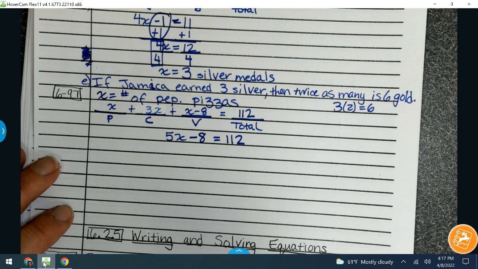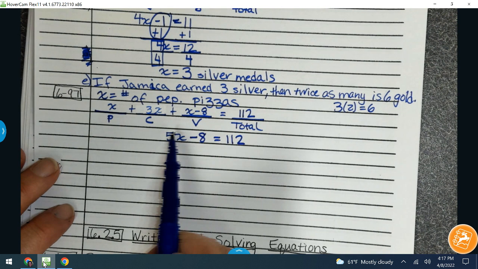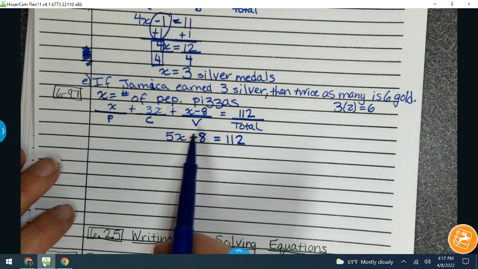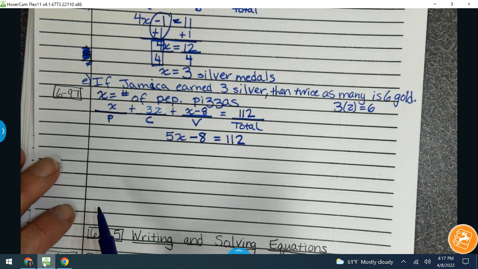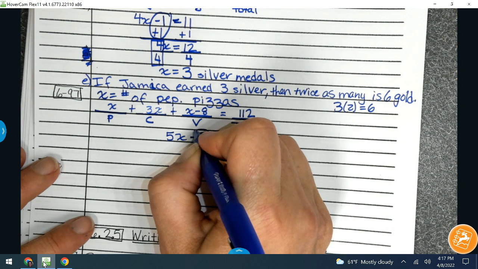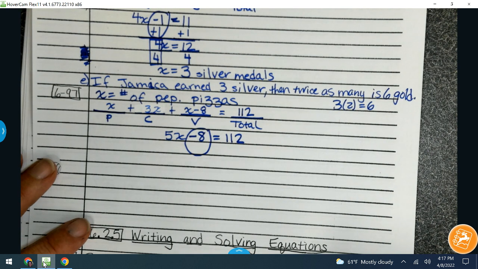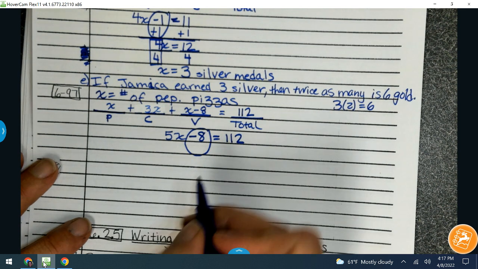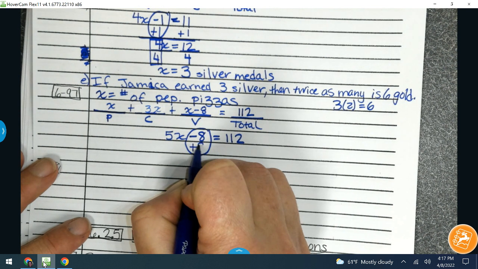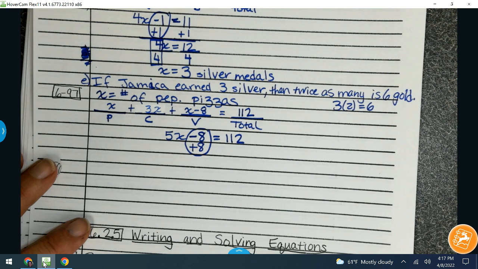So now I'm going to isolate my variable. I want to make that x so lonely it can cry all by himself. So I need to get rid of whoever he's hanging out with. I need to make that a 0 pair right here. So to make that -8, or the 8 red tiles on top, go away, I need to add the opposite, which is +8.